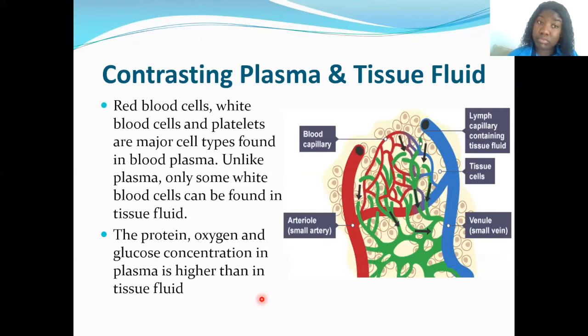So let's go again. Red blood cells, white blood cells, and platelets are the major cell types found in blood plasma. Unlike plasma, only some white blood cells can be found in tissue fluid. The protein, oxygen, and glucose concentration in plasma is higher than in tissue fluid. So right there, you have two differences between the plasma and the tissue fluid. Okay?